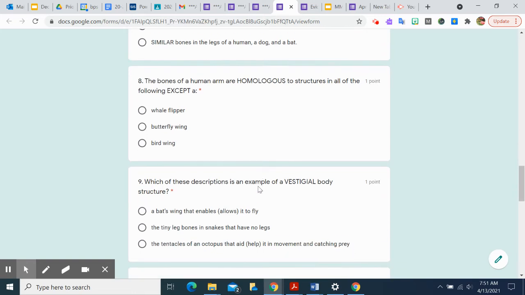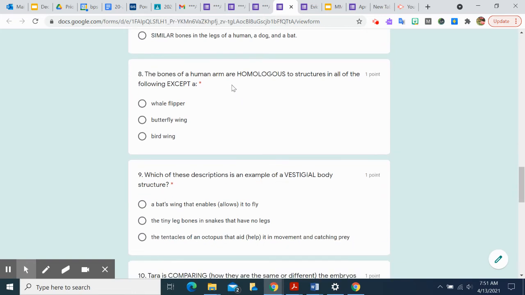Number 8, the bones of a human arm are homologous to structures in all of the following except. So the bones of a human arm are the same, homo means same, to structures in all of the following except a whale flipper, butterfly wing, a bird wing, which is the same as the bones of a human arm.